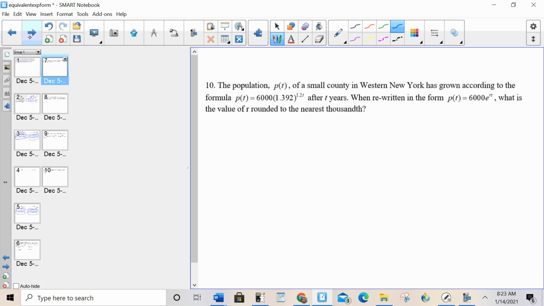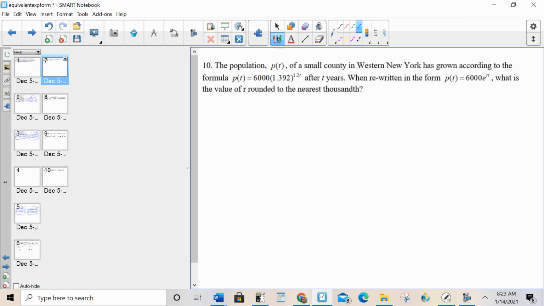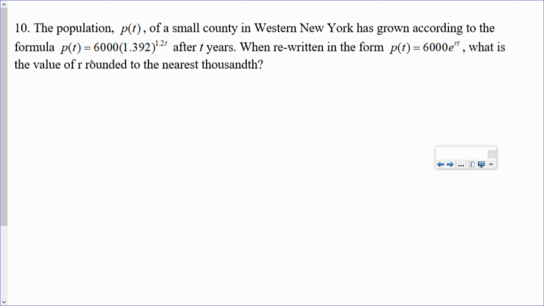So this is the second type of question. The population P of t of a small county in western New York has grown according to the formula P of t equals that. When rewritten in the form P of t equals 6,000 e to the rt, what is the value of r rounded to the nearest thousandth?